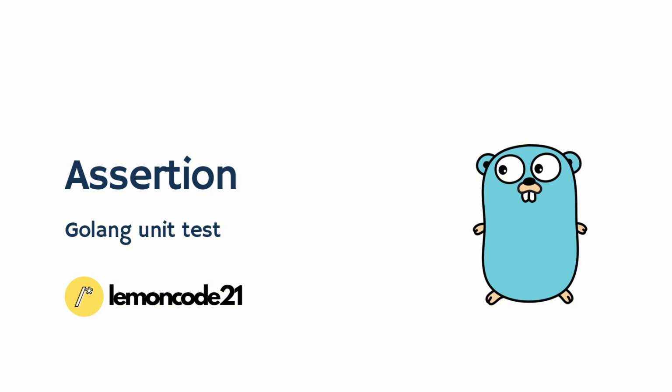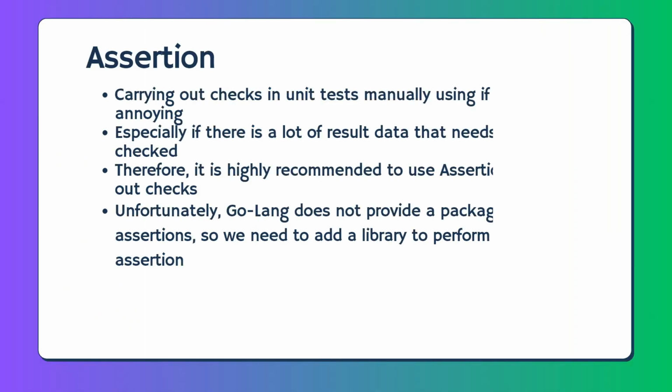Assertion. Carrying out checks in unit tests manually using if-else is very annoying, especially if there is a lot of result data that needs to be checked. Therefore, it is highly recommended to use assertion to carry out checks. Unfortunately, Golang does not provide a package for assertions, so we need to add a library to perform this assertion.